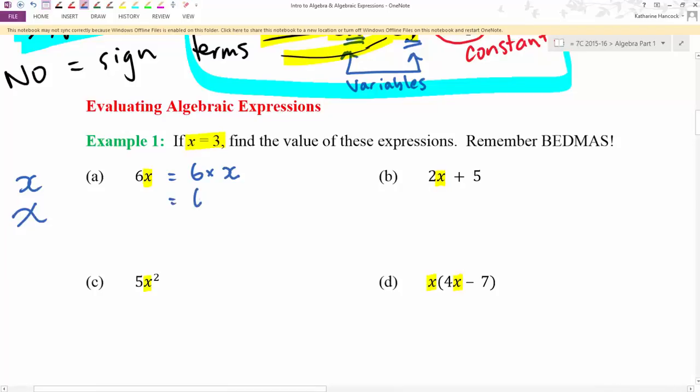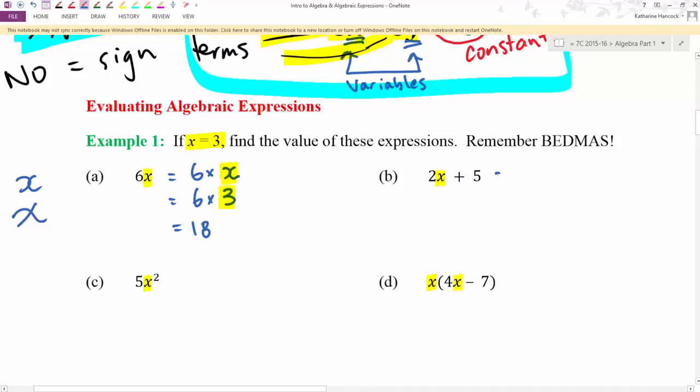So here it would be 6 times x, which gives me 6 times 3, because remember, x equals 3. When I put those together, I get 18. So that's a pretty straightforward one. Let's do it with one more step here.